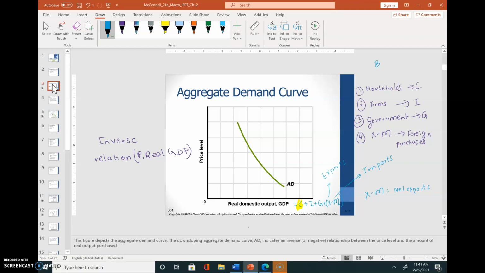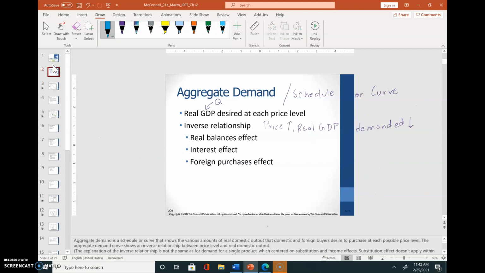So we talked about different buyers. Unlike the chapter on demand and supply, where we only looked at the relationship between price and how many units of a good the consumer is buying, here we look at four different buyers. We look at households, we look at firms, we look at government, and we also look at foreign purchases. Okay, now let's go back to why the aggregate demand curve is downward sloping.